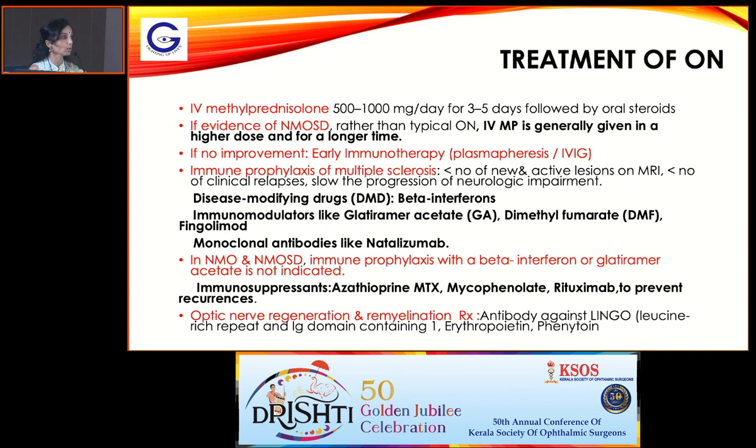But if it is NMO and NMO spectrum disease, you don't give immune prophylaxis. You put them on immunosuppressants. So that is the difference. So azathioprine, methotrexate, MMF, rituximab, these are the ones which we use. And again, a lot of studies are going on, newer therapies which look at optic nerve regeneration and remyelination.